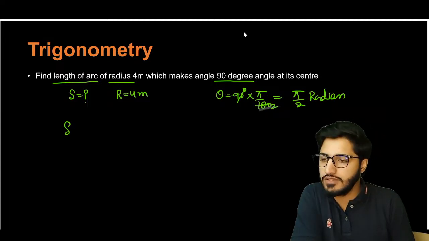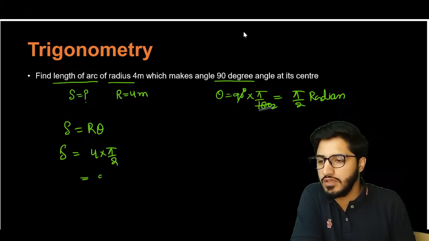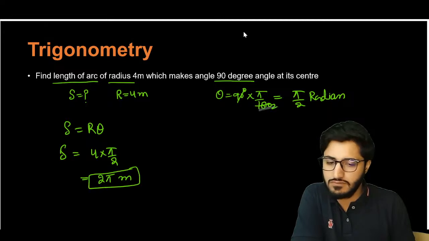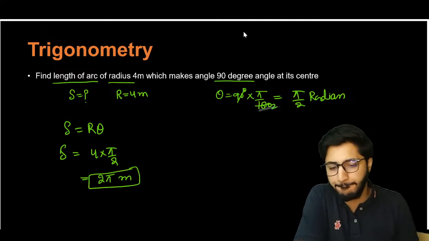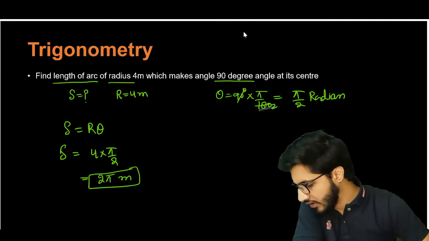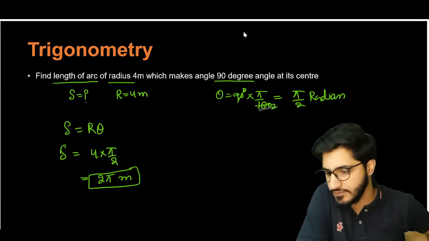Now S equals r theta, and we need to find S, right? r is 4 and theta is pi by 2. So it is 2 pi meter. Clear? Any confusion?